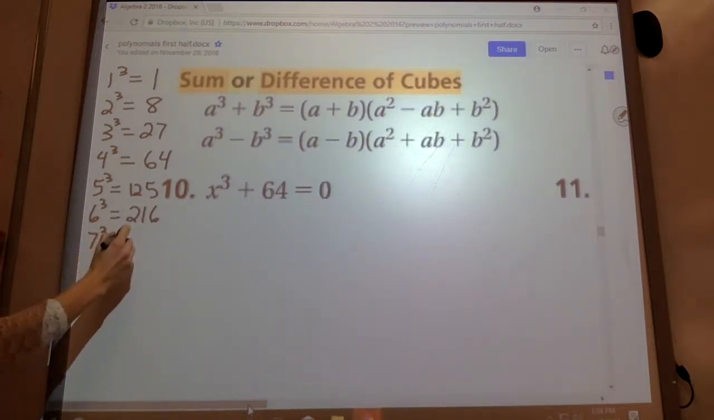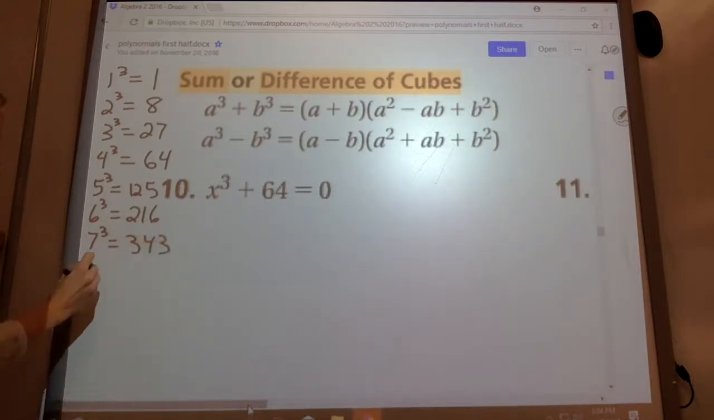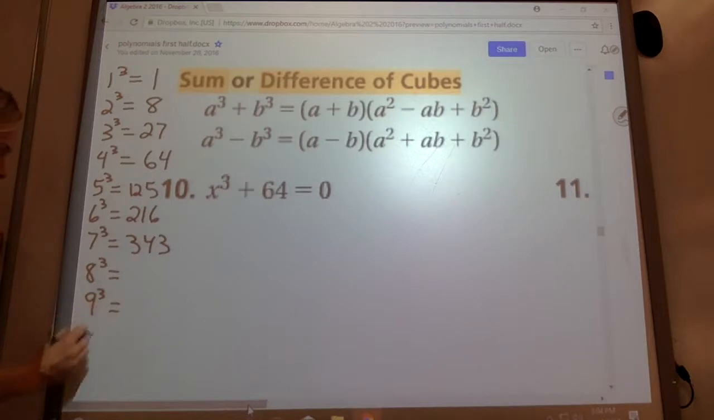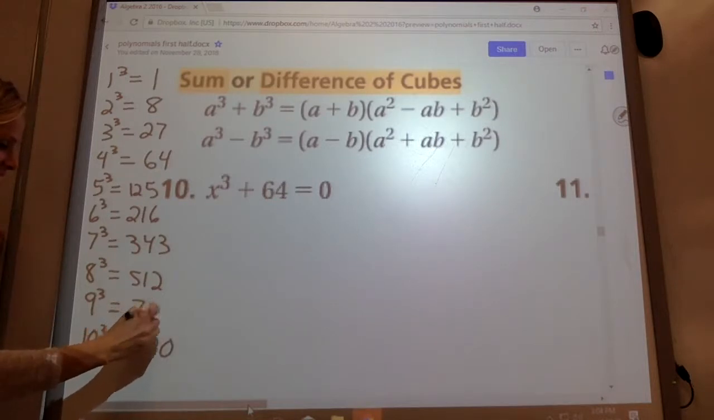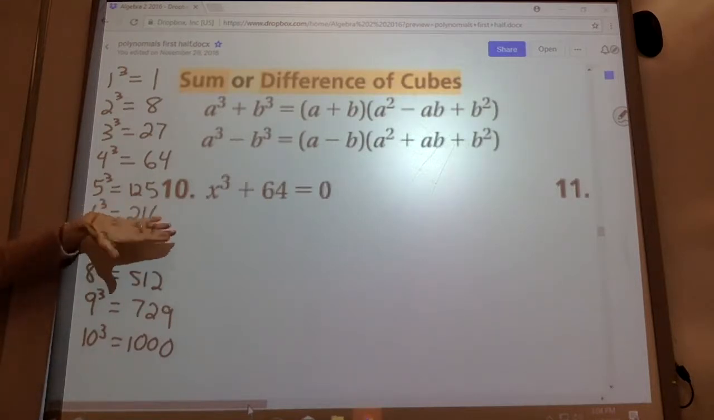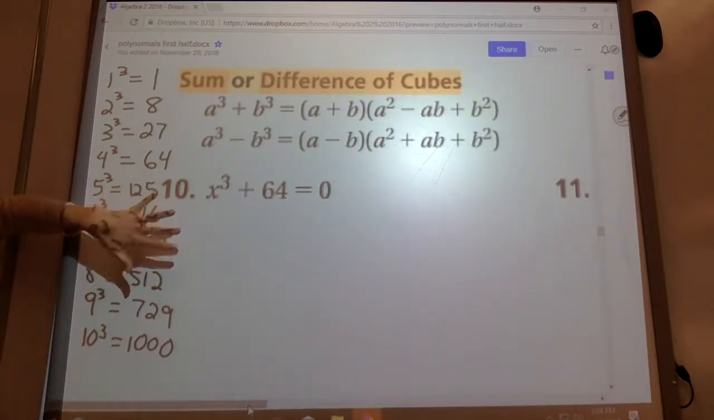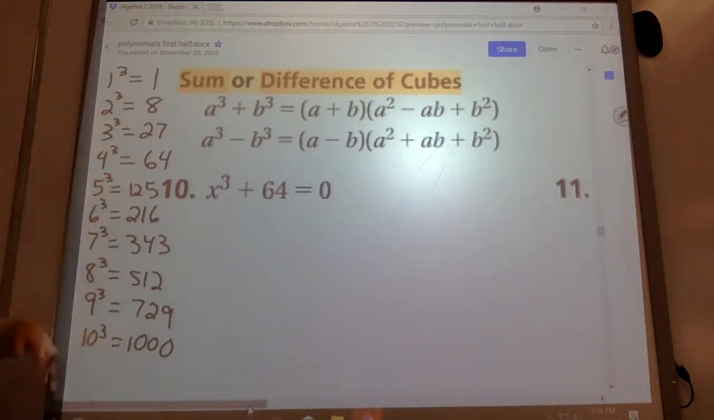You're putting it in the calculator. 8 cubed is 512. 9 cubed, 729. And hopefully you know 10 cubed is 1,000. Most of these won't go past 5 or 6, because even past 5, I don't know those in my head. I only know up to 5, and 10.